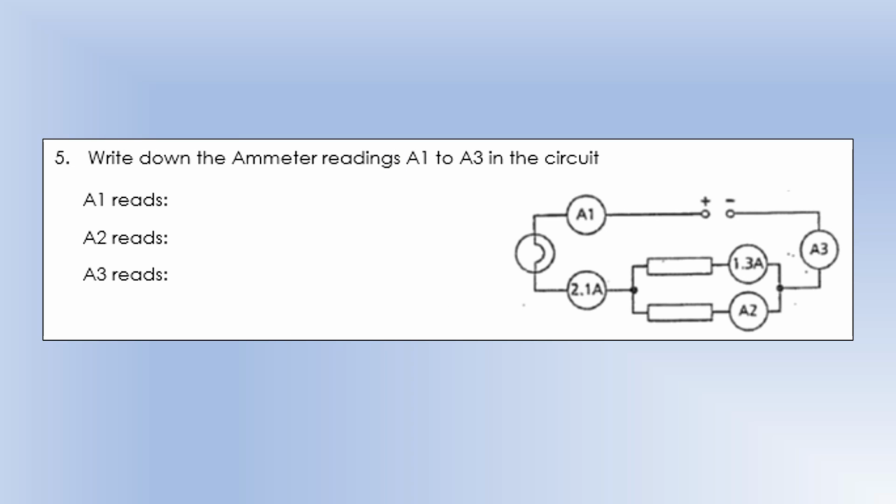Write down the ammeter readings A1 to A3 in this circuit. Okay, so A1 is just going to be 2.1 because we can see that's just in series with the 2.1 amp reading, and it's the same with A3 actually. A2 is going to be 2.1 minus 1.3, and then A3, they're going to join back together, so they're going to go back to 2.1.